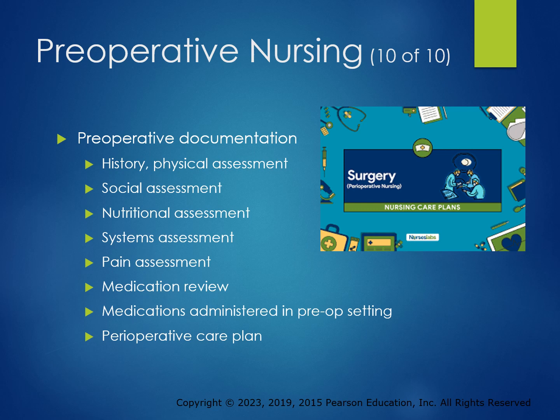Preoperative documentation. And so when we're looking, there's a box on page 1397, preoperative documentation: history and physical, social assessment, nutritional assessment, the head to toe assessment, that's number 4, pain, medications administered in the pre-op, and perioperative care plan. And we need to follow that plan of care.